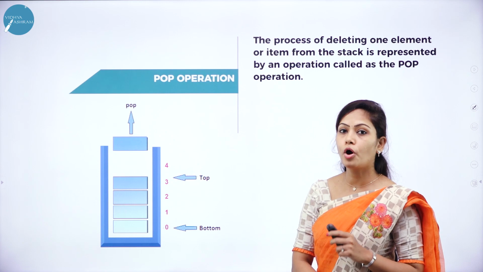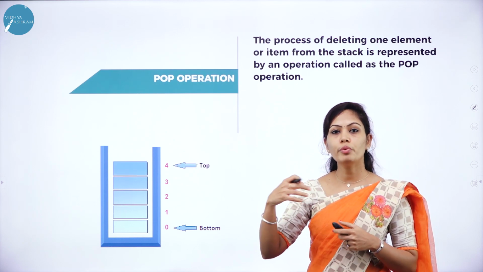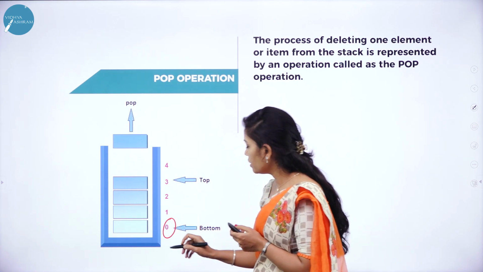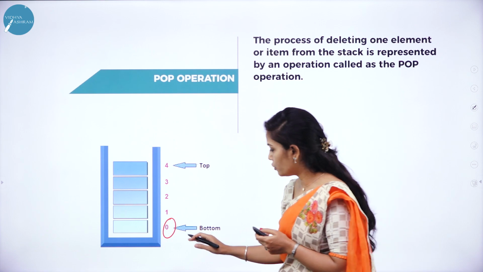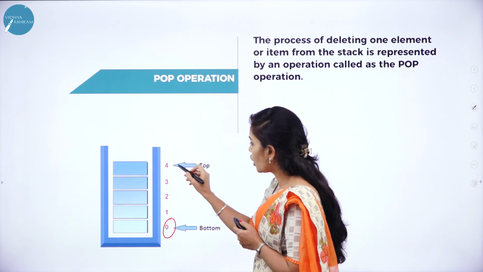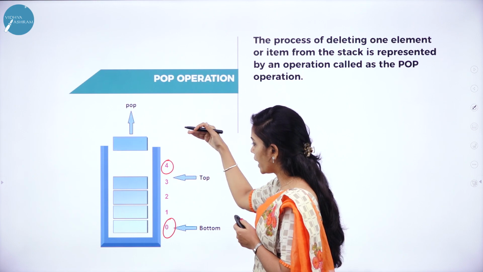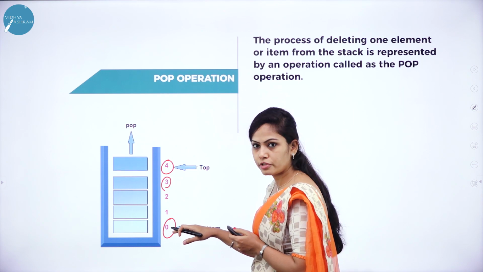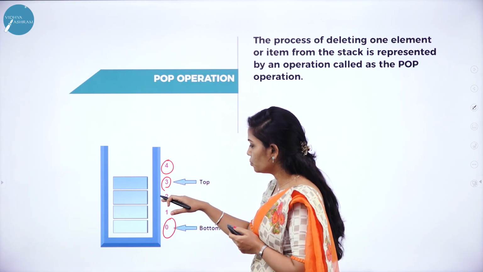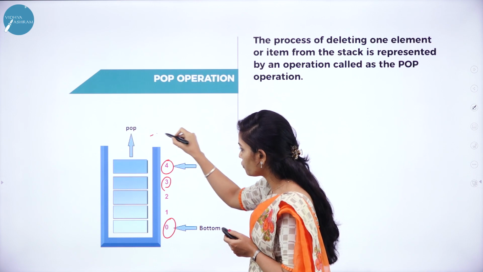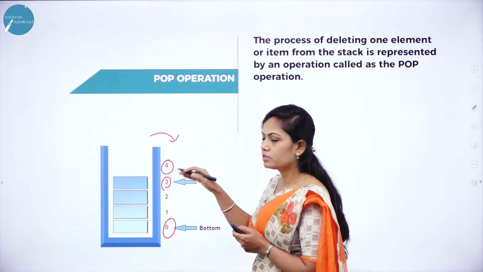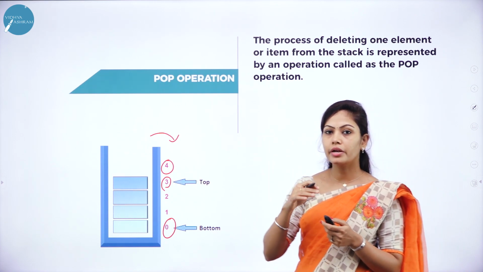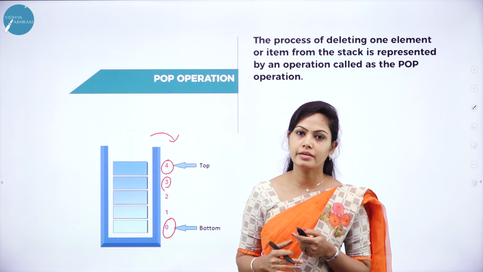What do you mean by pop operation? Popping means removing an element from the stack. Here 0 is the bottom of the stack. The base starts from 0 and the top value is 4. Once I remove one item, the top value will come to position 3. So the positions are 0, 1, 2, 3 and 4. Once I remove an item from the stack, top will become 3. This is called the pop operation.